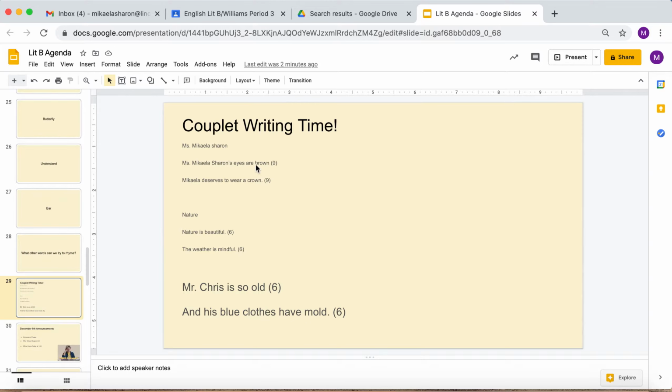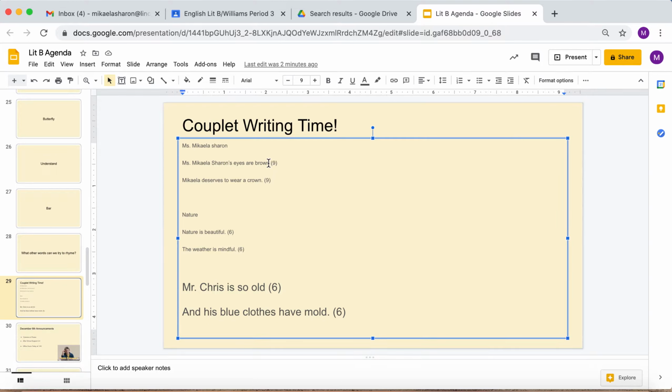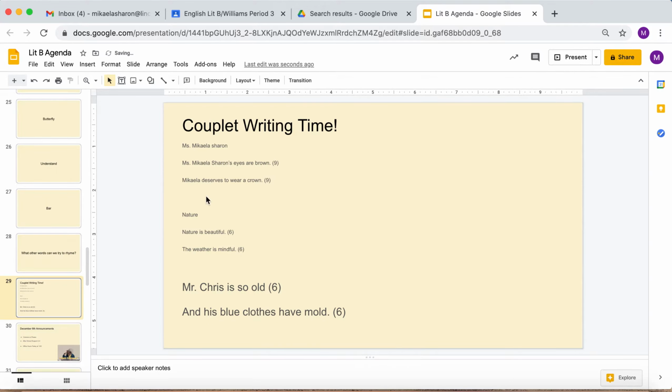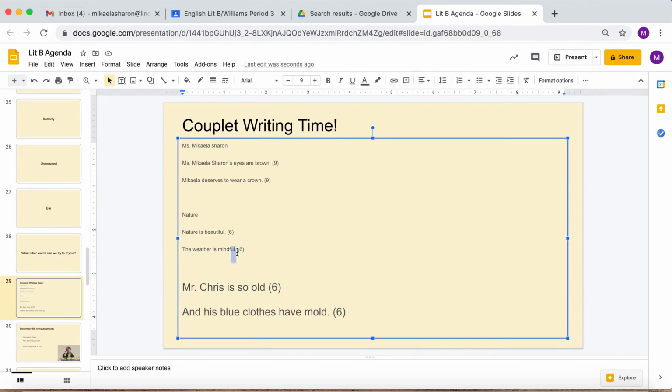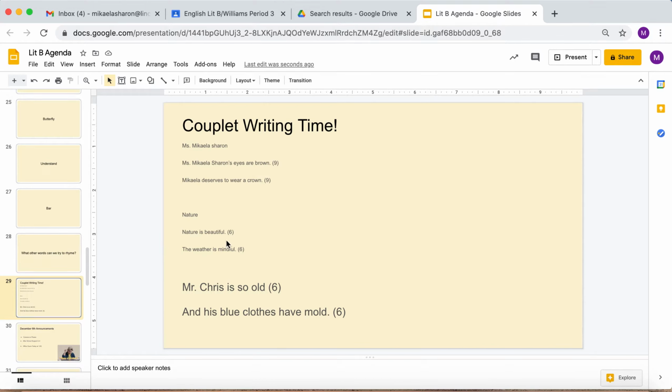And this one is a closed couplet because each one of these is its own sentence, which makes it a closed couplet. This one, nature is beautiful, the weather is mindful. This is a couplet because beautiful and mindful rhyme with that ul sound at the end. And each line has the same number of syllables, which is 6.